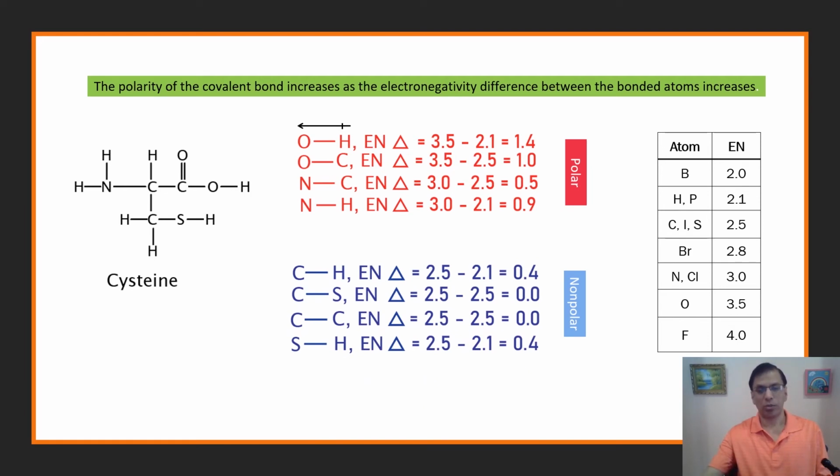So the nonpolar covalent bond is the carbon-hydrogen bond. The electronegativity difference is 0.4. The carbon-sulfur bond and the carbon-carbon bond have an electronegativity difference of 0.0. And then you have the SH bond. The electronegativity difference is 0.4. It's also considered a nonpolar covalent bond.